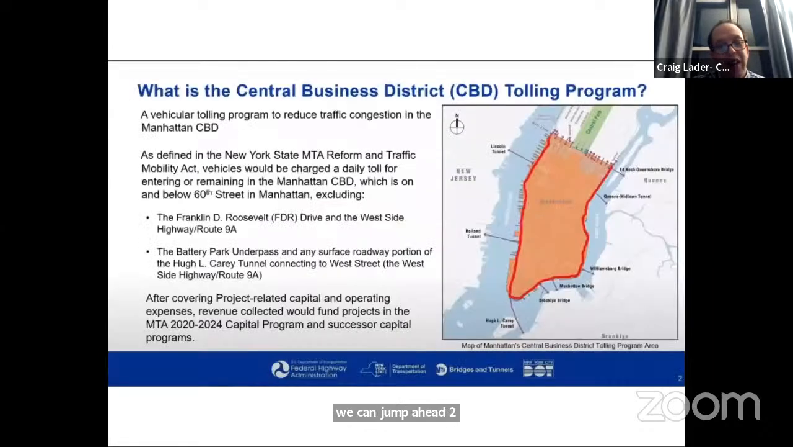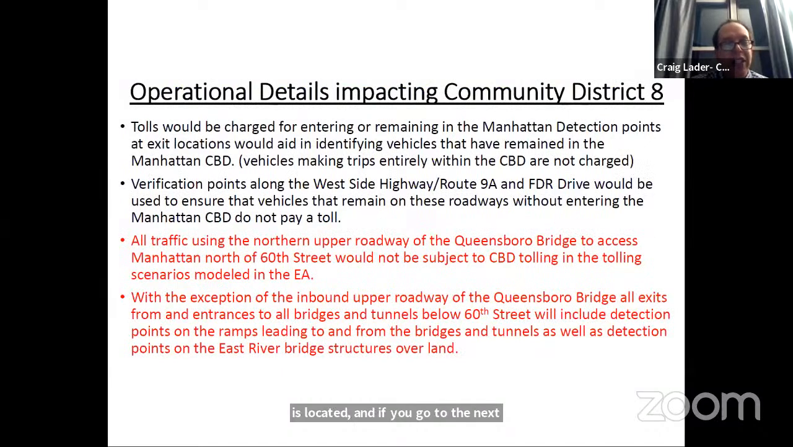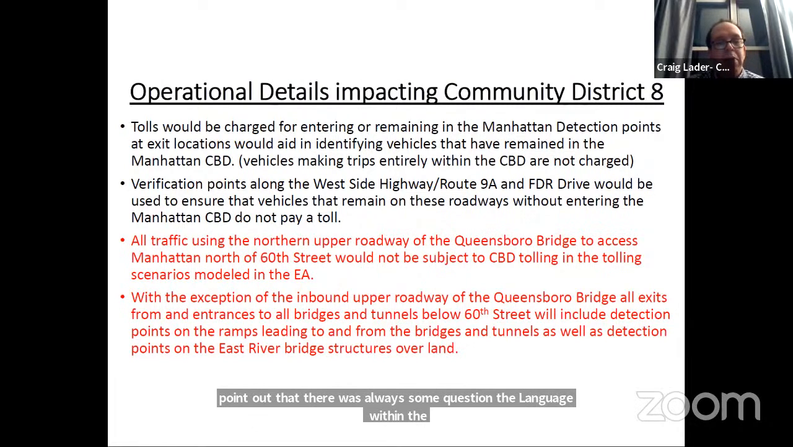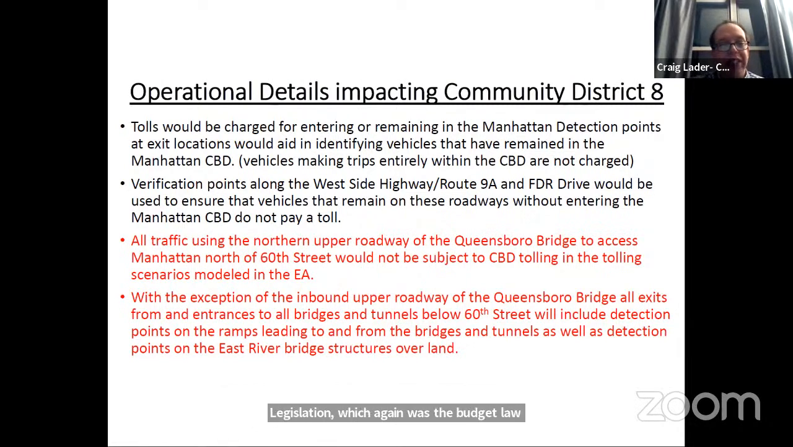All right, so I think probably most people here are familiar with the map, and this map just denotes the area where the congestion pricing toll zone is located. And if you go to the next slide, I just point out that there was always some question. The language within the legislation, which was the budget law passed in April 2019, spoke about the toll boundary being inclusive of 60th Street.